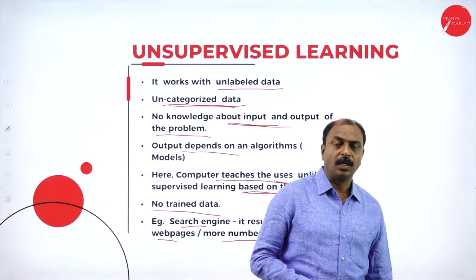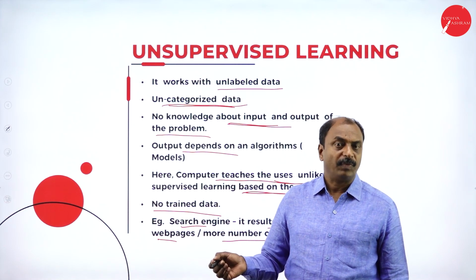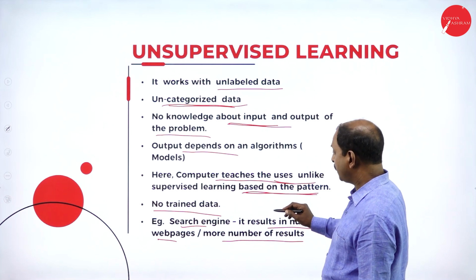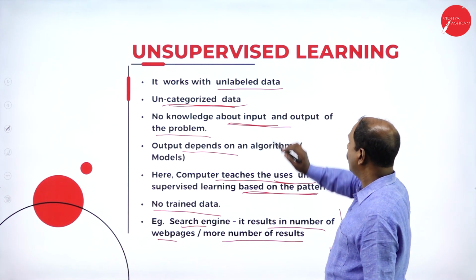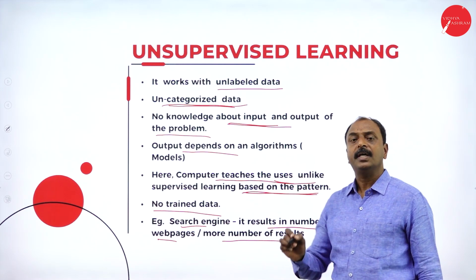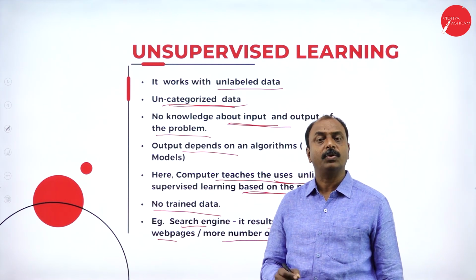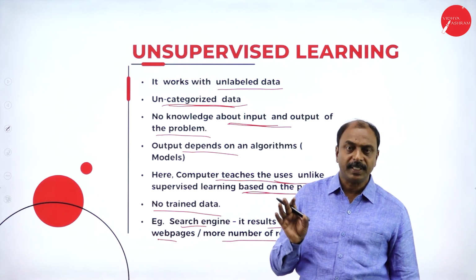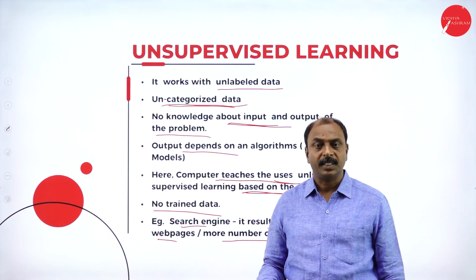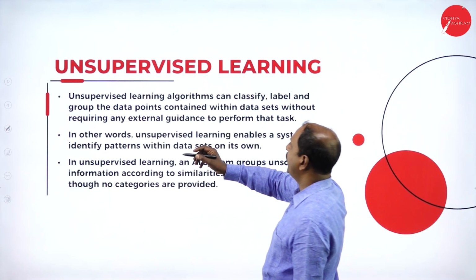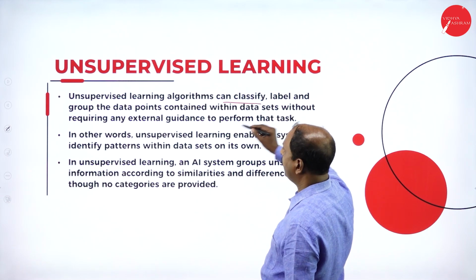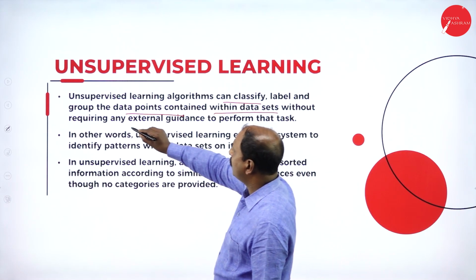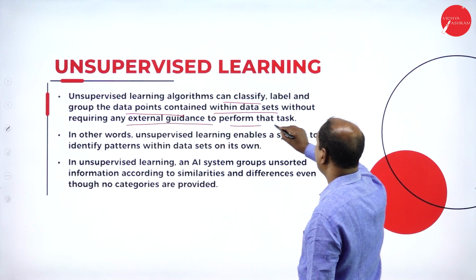So accordingly, it's going to display n number of websites for a particular word or a particular phrase. Based on that, this is also an example of unsupervised learning. Here there is no exact single answer; the system displays a number of results, and the user has to select the best result among the many results displayed. It can classify, label and group the data points contained within a data set without requiring any external guidance to perform the task.